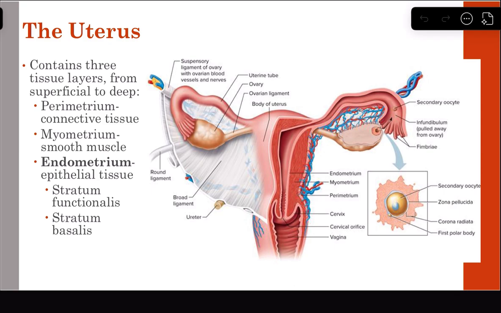Every 28 days. Now, the deeper basal layer, right? The stratum basalis, the stratum, the layer, the basal layer. The stratum basalis forms a new functional layer after menstruation ends. Okay, so the stratum functionalis is going to be what is coming off during menstruation, and then the stratum basalis is going to be kind of near that basal lamina, producing new endothelium or epithelium to help line the uterus as it prepares for the next menstrual cycle.